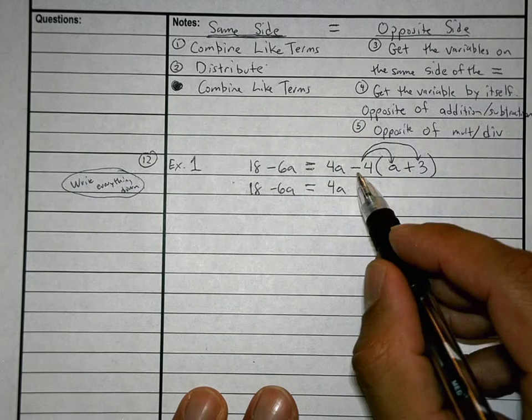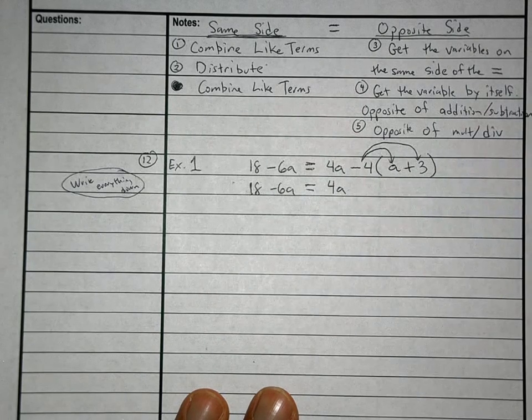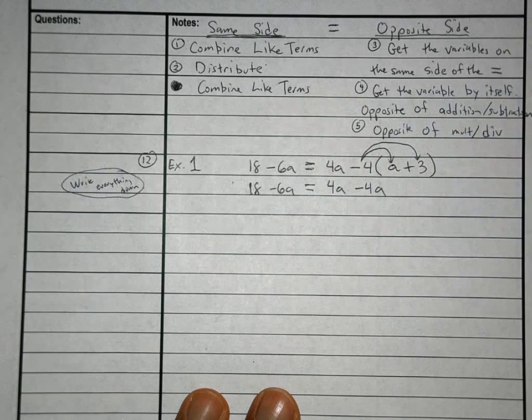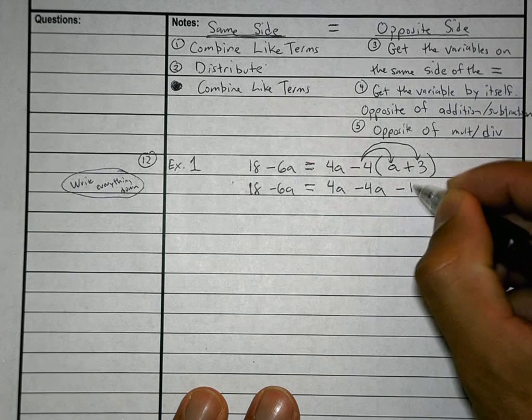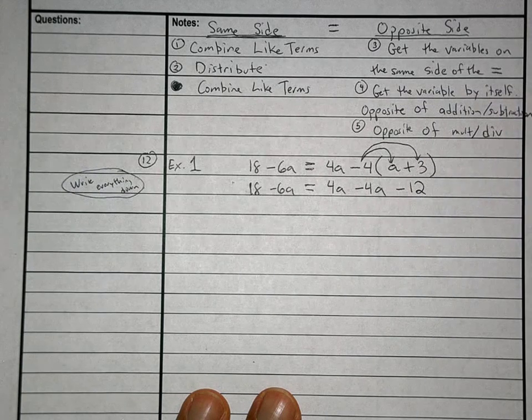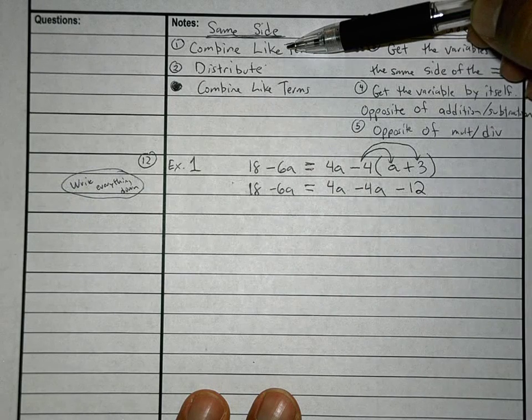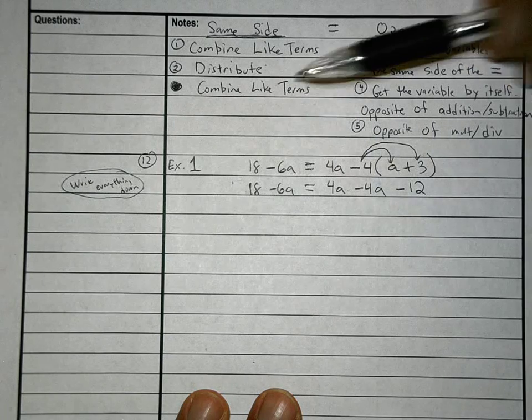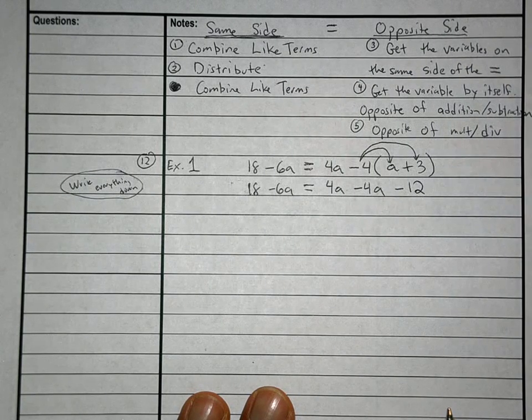Okay, help me out. What's negative 4 and then the a? I heard someone say negative 4a. I like that. And then what should I write next? Negative 12. I agree with you. So what we have done is we've tried number 1, it didn't work. We tried number 2, we've distributed. And now I'm looking, can I combine any like terms now? And are they on the same side of the equal sign or are they on the opposite side of the equal sign?